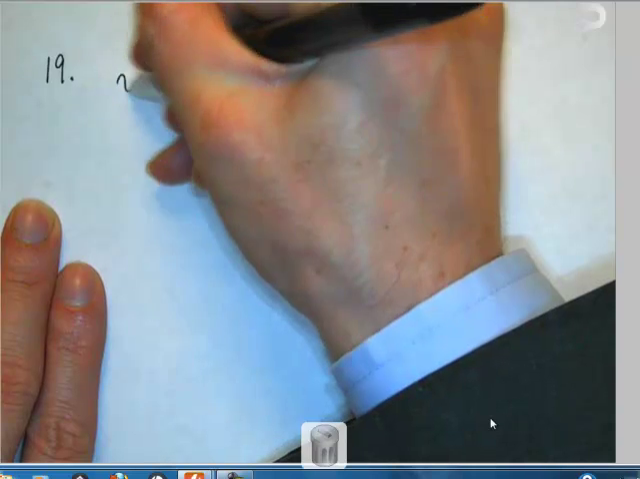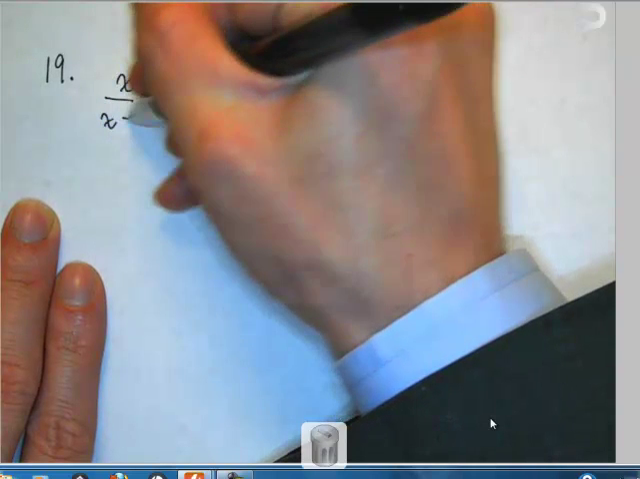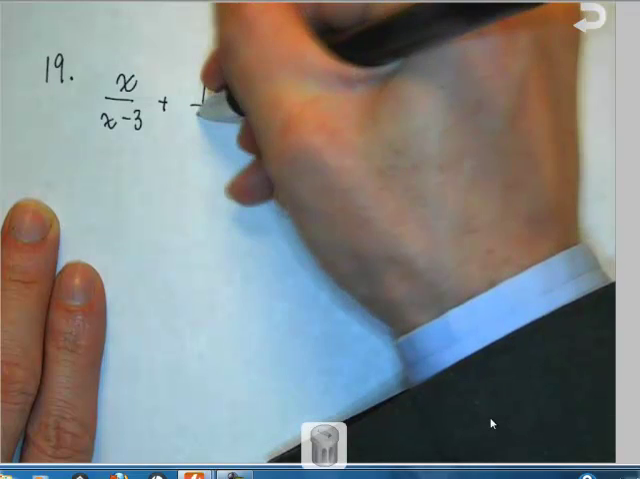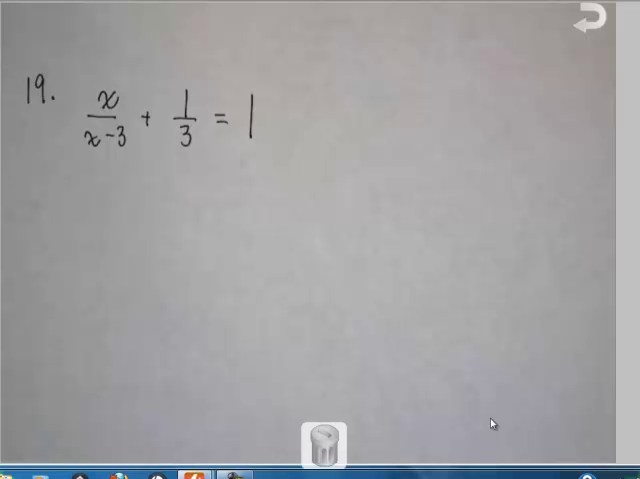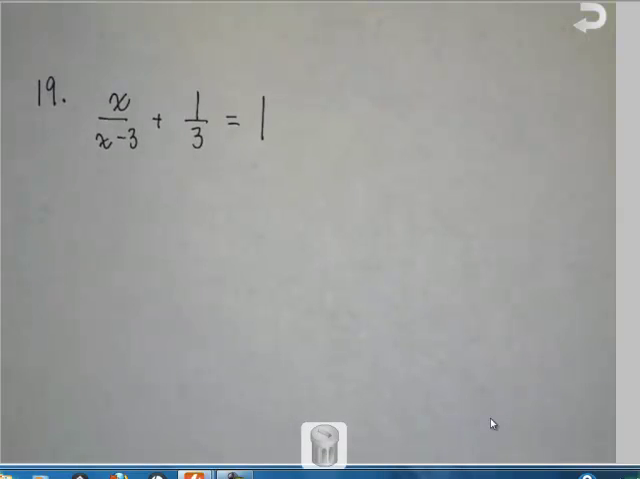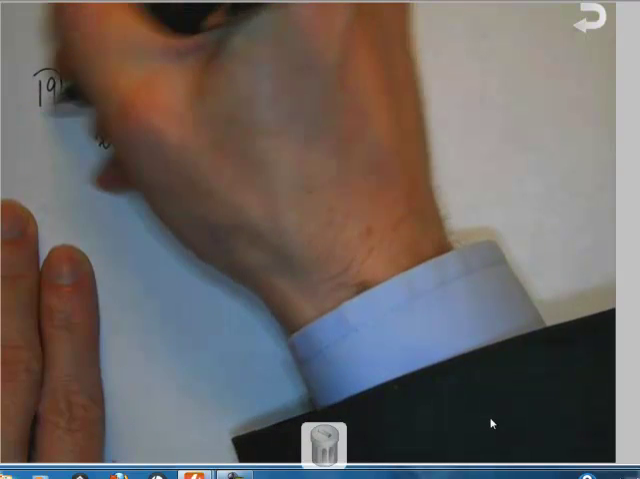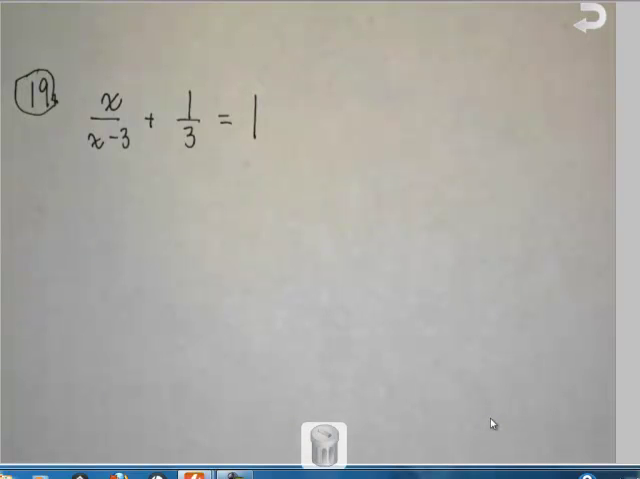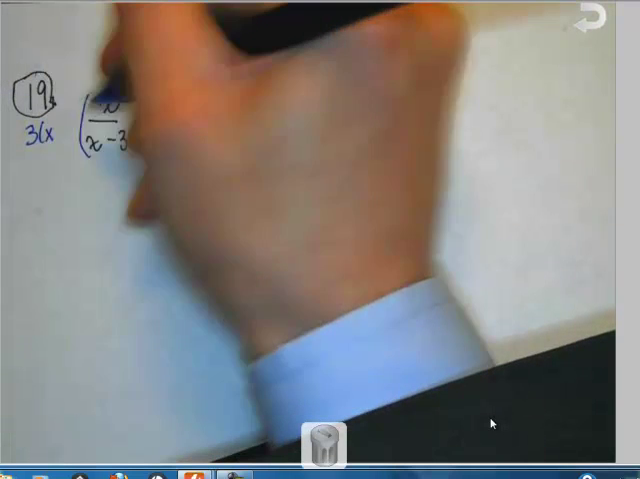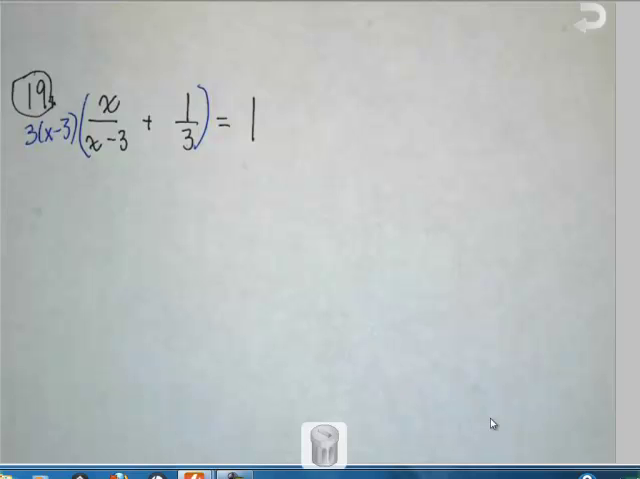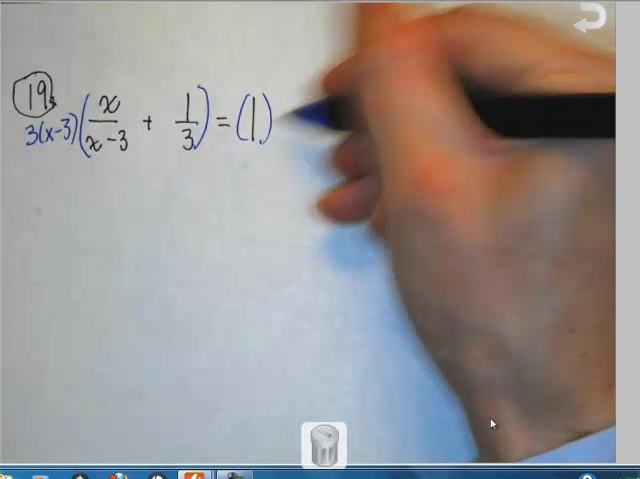You have x over x minus 3 plus 1 over 3 is equal to 1. The first thing you want to do when you are dealing with a rational equation is cancel the denominators. The way you cancel the denominator is by multiplying by the common denominator. In this case, we are going to multiply both sides by 3 times x minus 3. And what you do to the left, you have to do to the right.